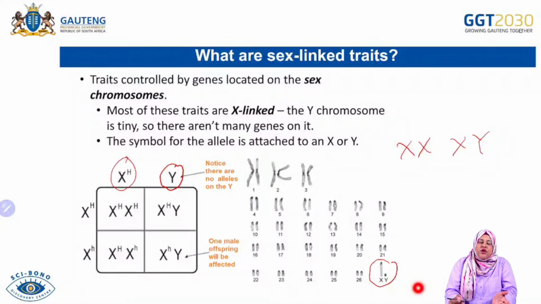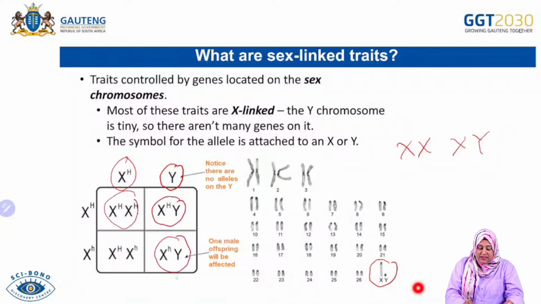So if this is showing you the disease for hemophilia, for example, and that is found in the recessive state, then this individual will not have it. This individual will not have it. This one will have it. This is a male and he will have hemophilia. This is a female. She will not have it because she has this dominant H to mask the effect of the hemophiliac gene on this side.